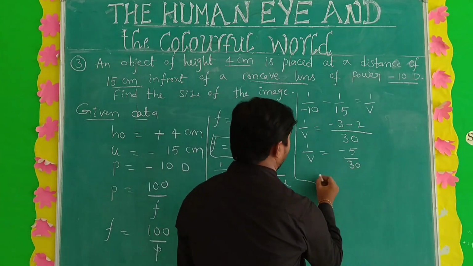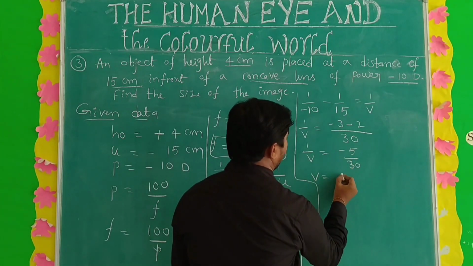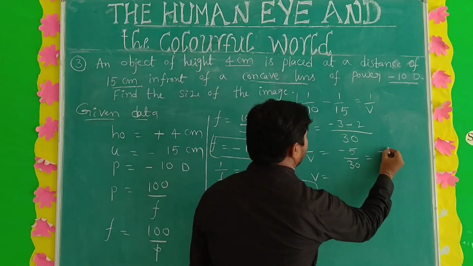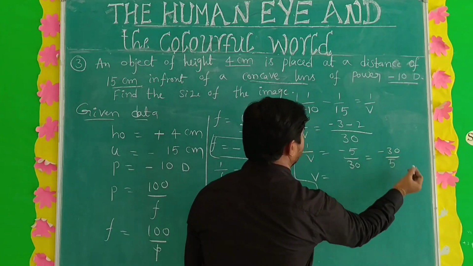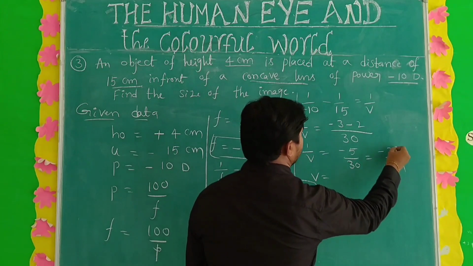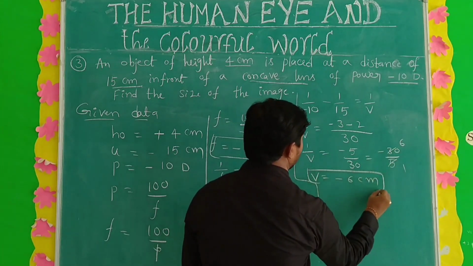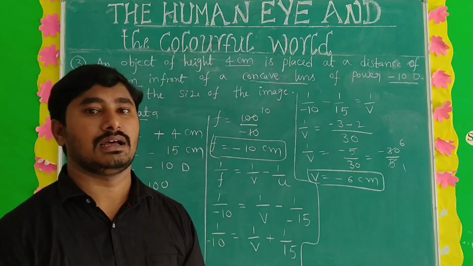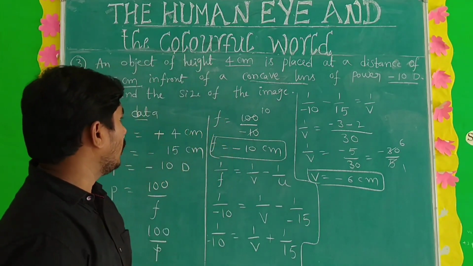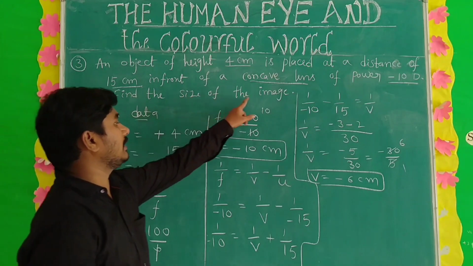Then what about the V value? V is equal to the reciprocal, minus 30 by 5. 5 6s are 30, so V is equal to minus 6 centimeter. That is the image distance. Now what do you want to find? Find the size of the image.